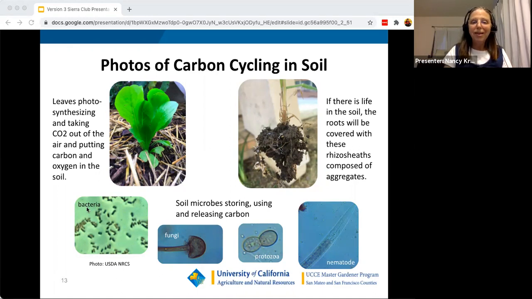So try this in your own gardens tomorrow. Just dig up a plant, even if it's a weed, and see if you find that your plant roots have a rhizosheath. Because even weeds are pulling carbon dioxide from the air and putting carbon in the soil to feed the microbial community. So maybe next time you see a weed, you can have a little more respect that at least it's doing a great job in the function that it's performing.